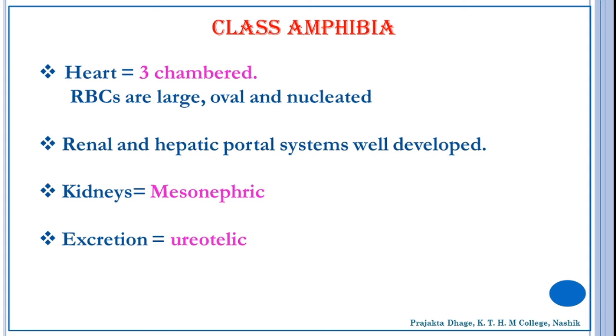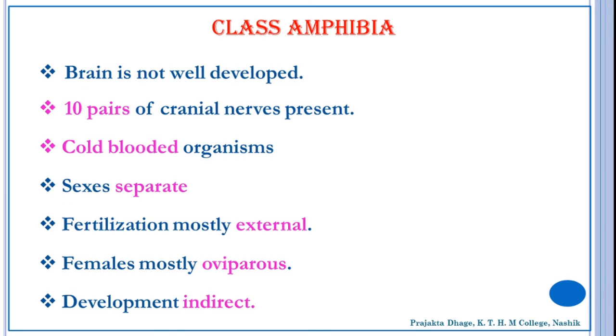The urinary bladder is going to be large and the excretion is going to be ureotelic. What is ureotelic? The excretory product is going to be urea. That is why it is called ureotelic excretion. Now the brain is not that well developed in amphibians. 10 pairs of cranial nerves are present. I have already told you what cranial nerves are. The ones which come out from the cranial portion are referred to as cranial nerves. So there will be 10 pairs of cranial nerves present in these organisms.